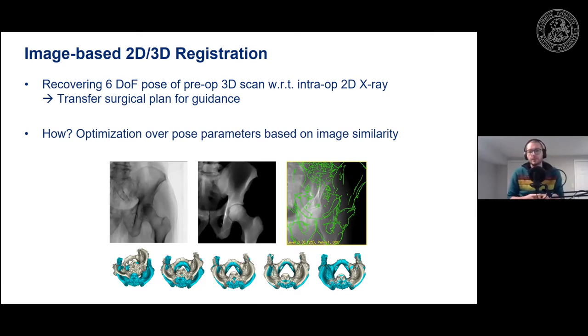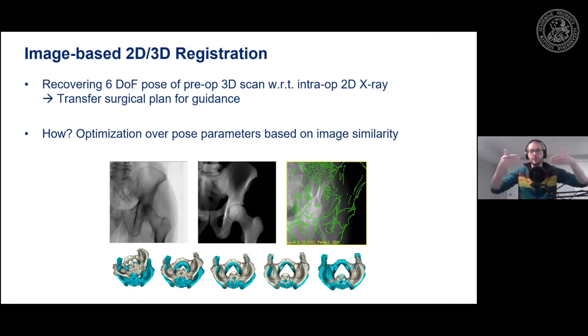Now, this turns out to be a reasonably complicated task. And the way this is usually addressed is by formulating an optimization problem where we try to optimize over these 6 degree of freedom pose parameters based on an image similarity, right? So we have a three-dimensional representation. We know how that three-dimensional representation maps to a two-dimensional representation. We call that digitally reconstructed radiographs. DRR generation can be done by ray casting. I'll talk about that in a little bit.